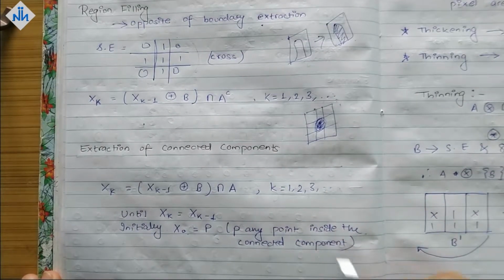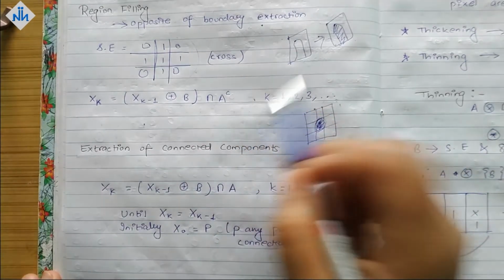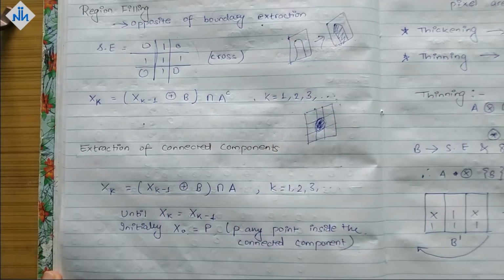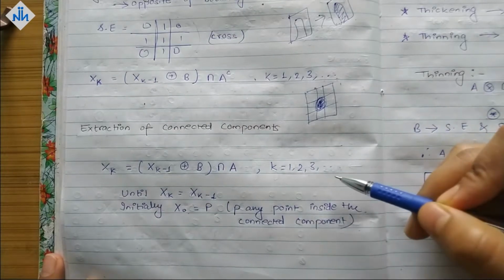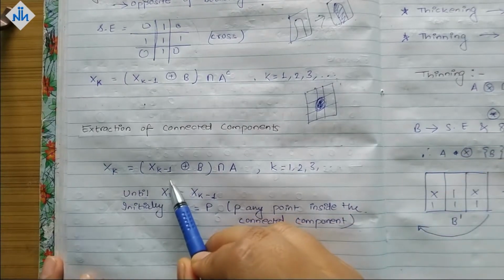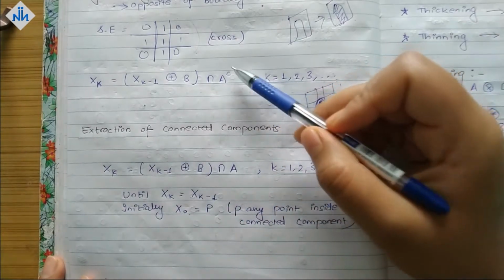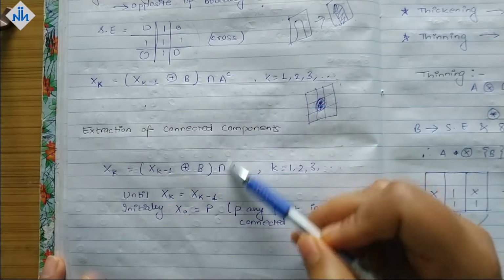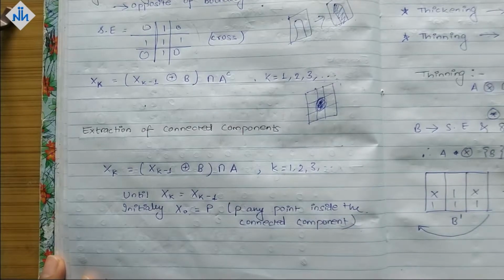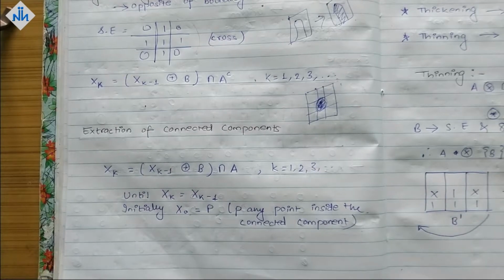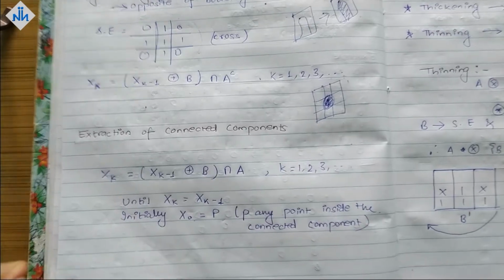P is the point inside a connected component, and it applies the same for region filling. Similarly in extraction of connected component, the only thing that changes is intersection of A. Here we are doing with intersection of A complement, and here only with A. So this was all about extraction of connected component.